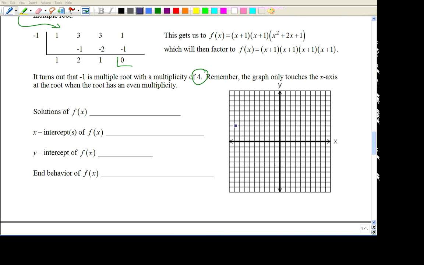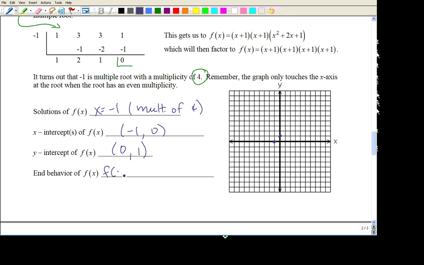So let's go ahead and wrap this up by graphing. Remember our solutions: we've got x equals -1, with a multiplicity of 4. X-intercepts mean only our real solutions, so we've got -1, 0. Our y-intercept is our constant term, which I know you can't see on the screen anymore, but it ended with a 1, so our y-intercept is at 1. So I graph the x-intercept of -1, 0 and my y-intercept of 0, 1.